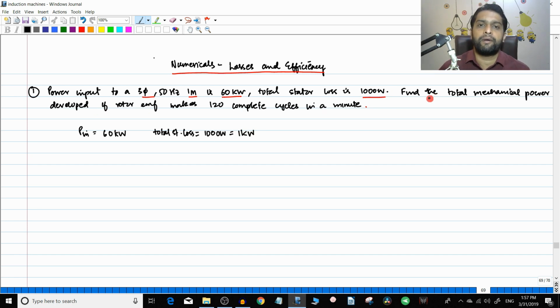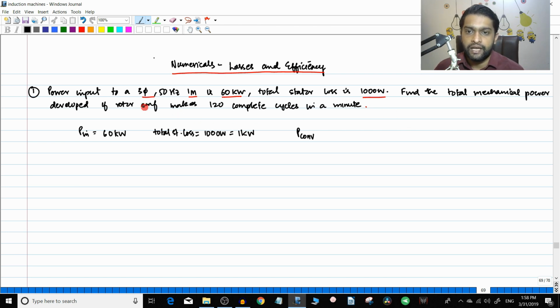Now, total mechanical power developed is actually the converted power of the induction motor. If they ask what is the output power, or the shaft power, you will have to find this converted power and subtract the friction and windage loss. But in this problem, they are asking you to find total mechanical power developed. So it is P converted. Some problems can ask gross mechanical power developed. Gross mechanical power developed, total mechanical power developed, and power converted are usually the same thing.